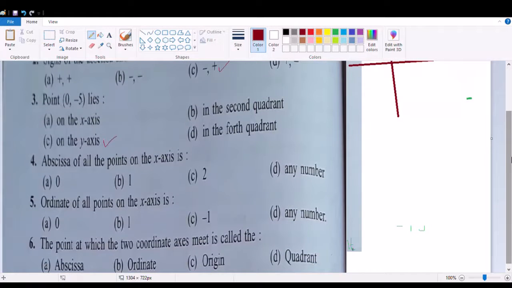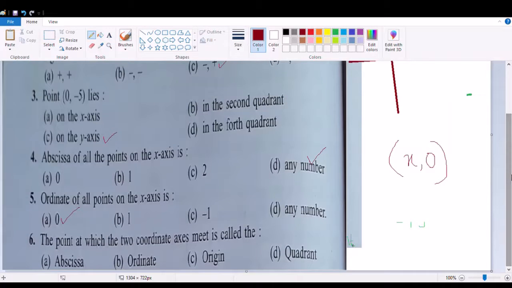Abscissa of all points on the x-axis. Abscissa means what? The x-coordinate, is it? So we already know the point on the x-axis is of the form (x, 0). This is the point on the x-axis. And abscissa means the x-coordinate. Here the x-coordinate is x. X means any number we can choose. Okay. Then the ordinate of all points on the x-axis. This is the x-axis, the points on the x-axis. And ordinate means the second number. That is, the ordinate of all the points on the x-axis is always 0. Okay. Then we will move to the next question.